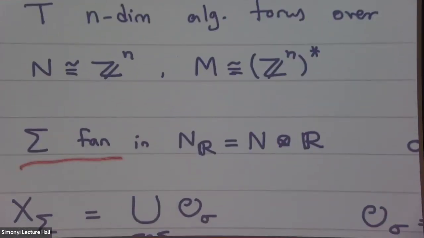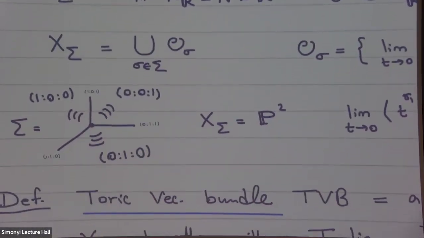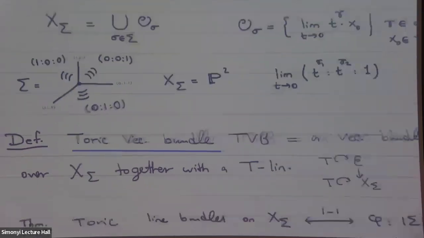Okay, sigma is a fan in the cocharacter lattice, which gives a toric variety. X sigma is the toric variety of the fan. As a basic example, which is one of the best examples to introduce toric varieties, the toric variety of the projective plane is this familiar fan with three maximal cones.